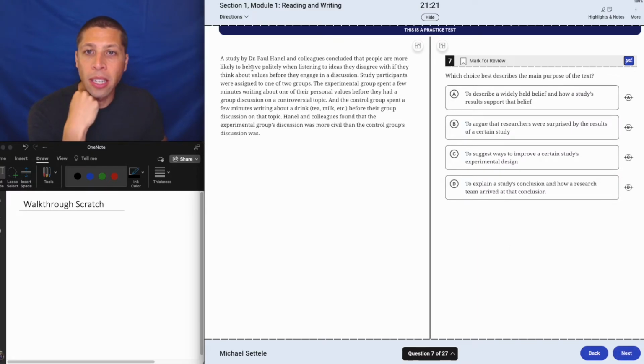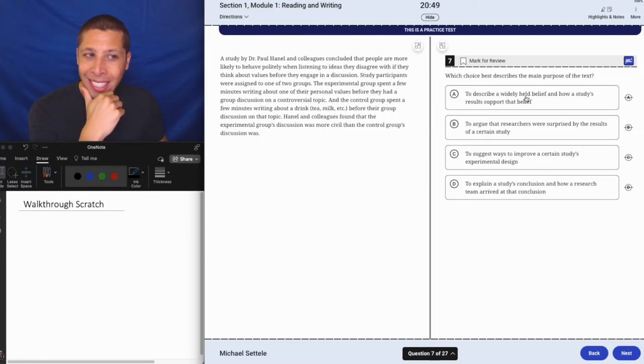Main purpose. A study by Dr. Paul Hanel and colleagues concluded that people are more likely to behave politely when listening to ideas they disagree with if they think about values before they engage in a discussion. Study participants were assigned to one of two groups. The experimental group spent a few minutes writing about one of their personal values before they had a group discussion on a controversial topic, and the control group spent a few minutes writing about a drink before their group discussion on that topic. Hanel and colleagues found that the experimental group's discussion was more civil than the control group's discussion was. Okay, so it's an experiment.